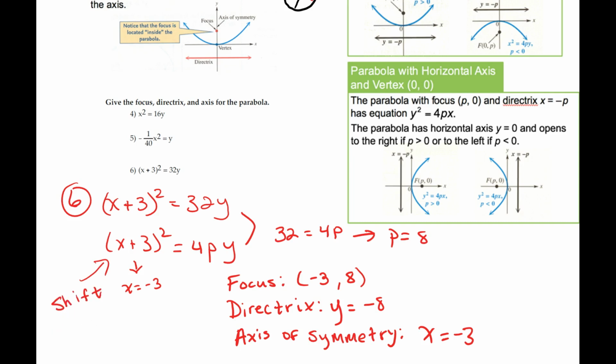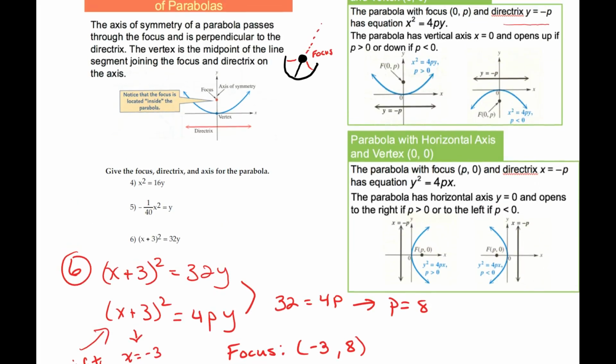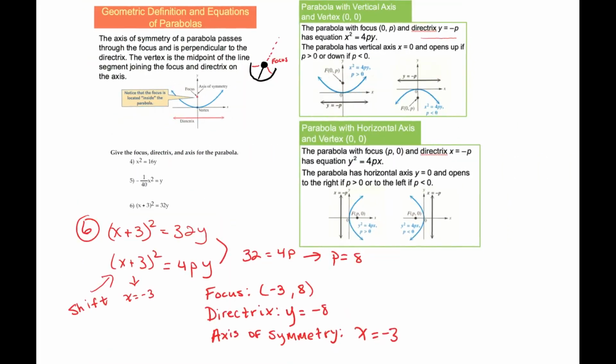Okay, so not much really to these problems. Really simple to find the focus, the directrix. Just got to kind of follow the formulas, if you will.